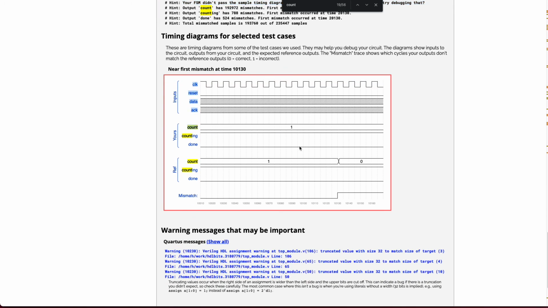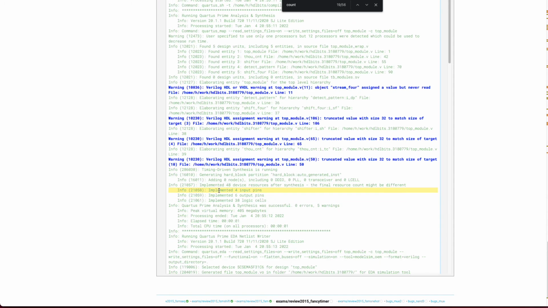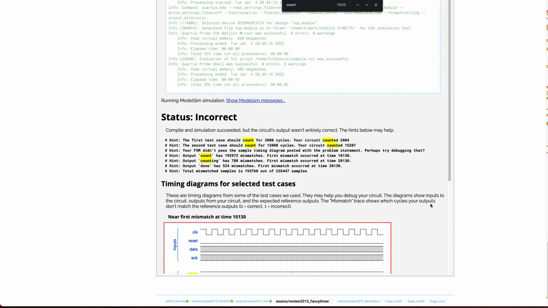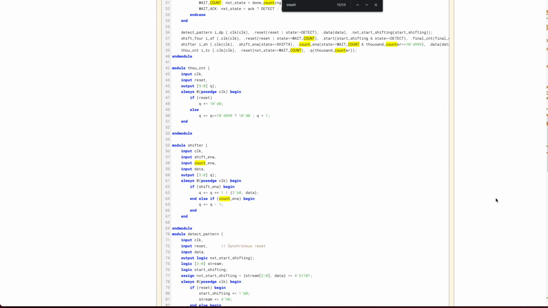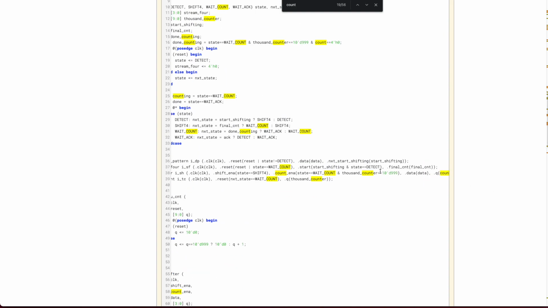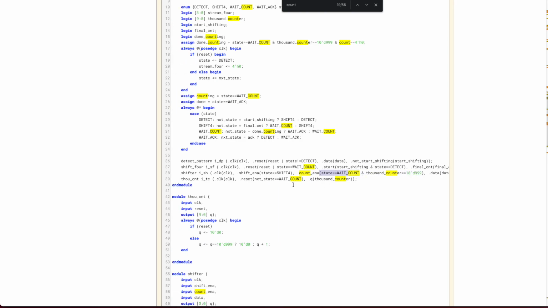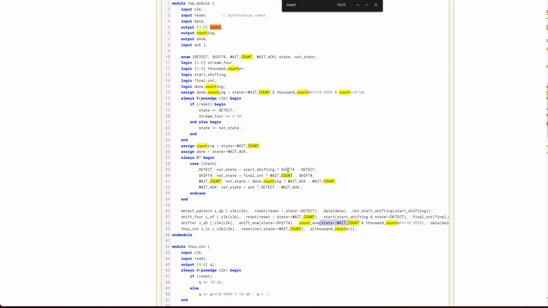But there's no diagram for that. There's only a diagram showing this. So 2004 can't be, this only happens 1,000 cycles, right? So this is saying I'm counting 4 more cycles per 1,000.